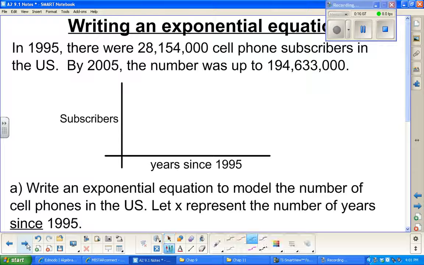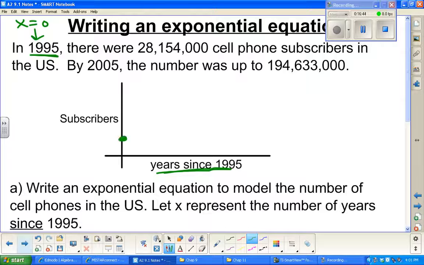So let's see what we got. So we got some data here. In 1995, there was 154,000 cell phones. Okay, by 2005, that number had grown to over 194 million. Okay, so let's think about this. Key here is we're going to use our x value as the year since 1995. So I'm going to kind of act like, just for this situation, that 1995 is like the beginning of time. That's when we have our starting value. So that's going to be like x equals 0, basically. Okay, that's when we're starting.